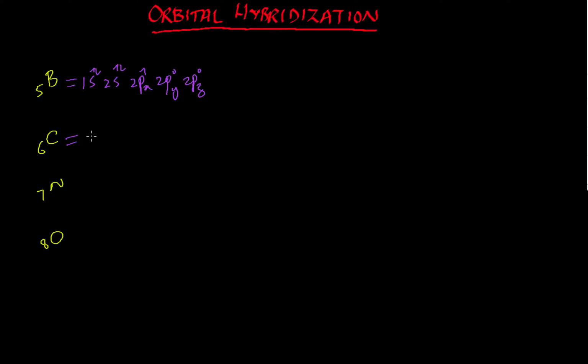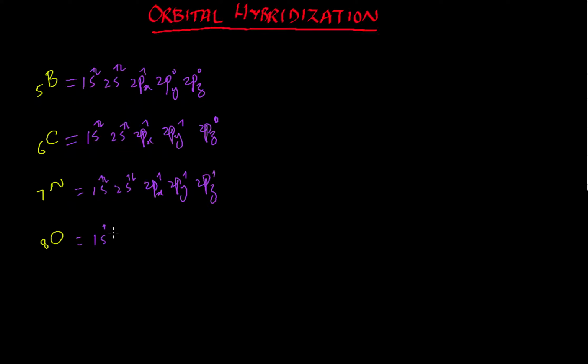In case of carbon, we have 1s2, 2s2, 2px1, 2py1, 2pz0. For nitrogen, 1s contains 2 electrons, 2s 2 electrons, 2px1, 2py1, 2pz1. For oxygen, we have 1s2, 2s2, 2px2, 2py1, and 2pz1.